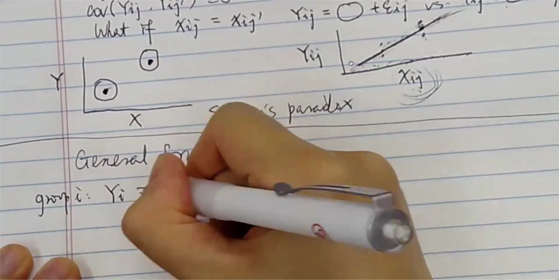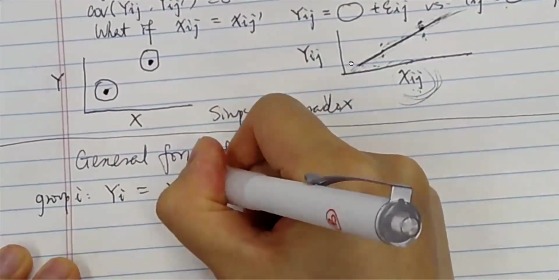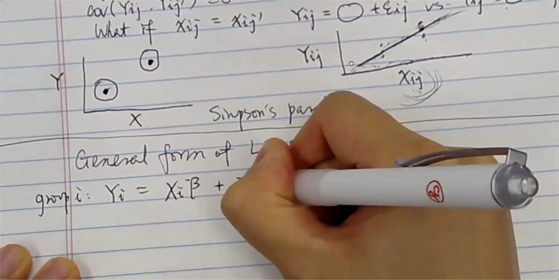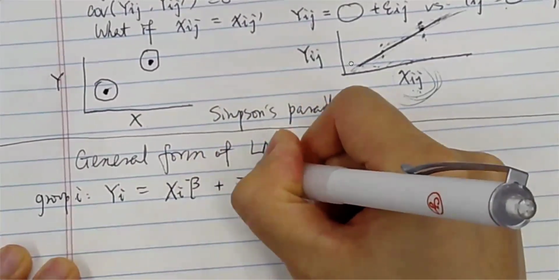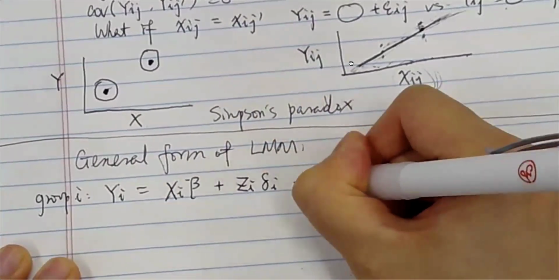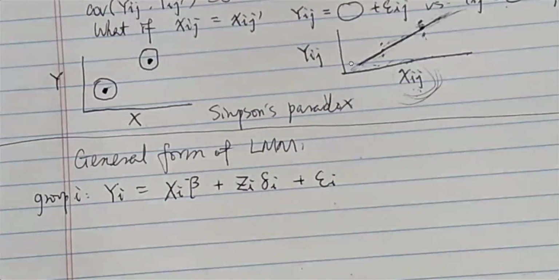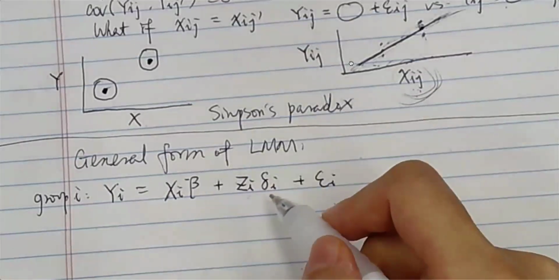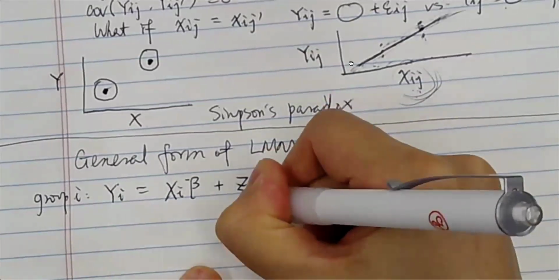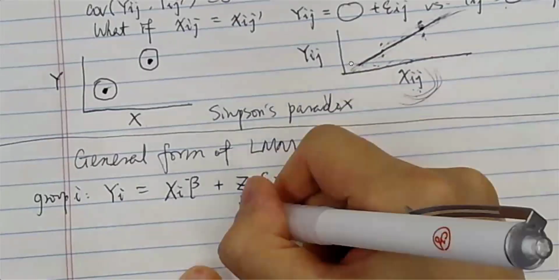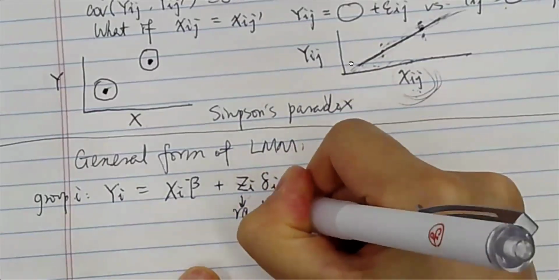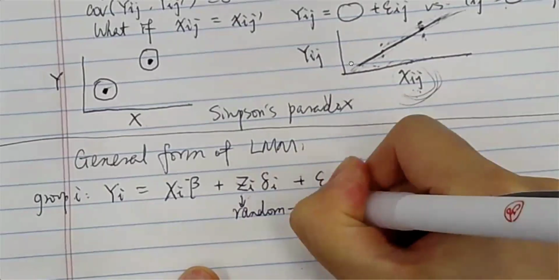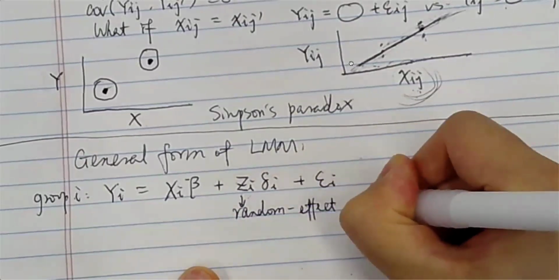yi equals xi beta plus zi delta i plus epsilon i. Okay, so I'm just expanding that column of ones to this zi design matrix. So these are what we call random effect covariates.